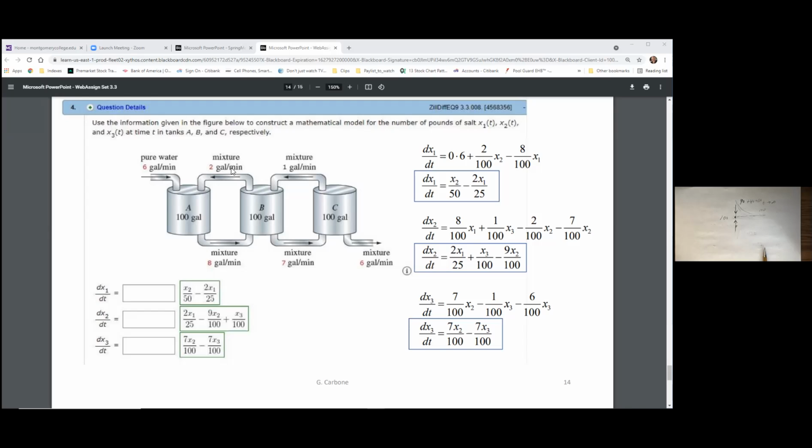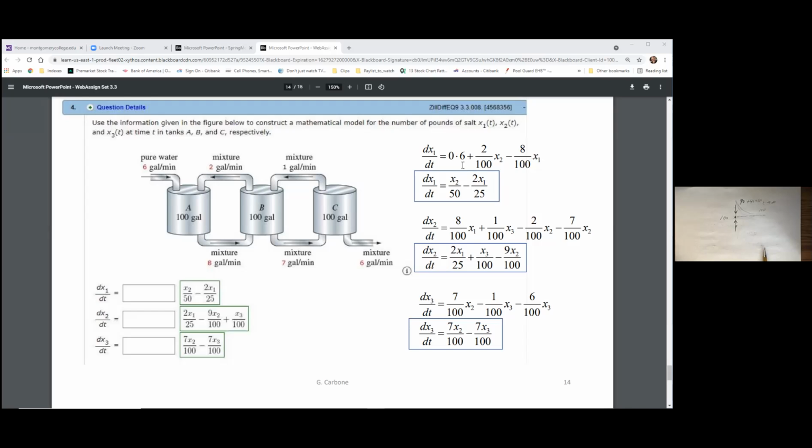So the amount of salt going into tank A from tank B is 2 divided by 100 times the amount of salt that's in B. Once again, we're representing the amount of salt in B as X sub 2. Now also there's salt coming out of tank A at 8 gallons per minute. So the salt coming out of A is 8 divided by 100 times the amount of salt that's in A. And then you can simplify.